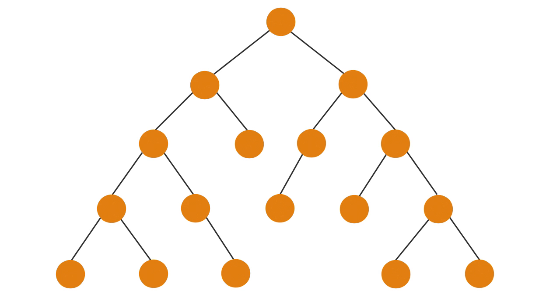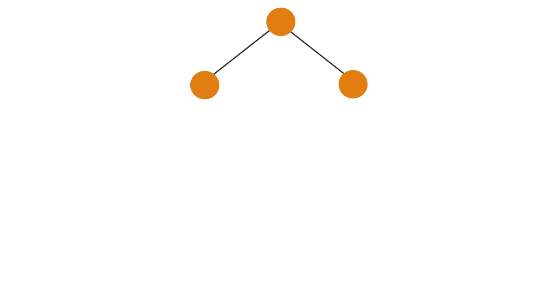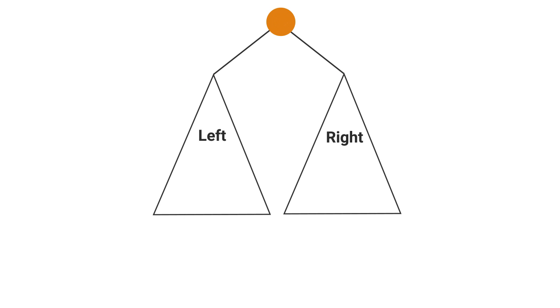The main differentiating characteristic of a binary tree is that the number of children a node can have is limited to 2. Because there's only 2 children, we classify them as either a left child or a right child. A binary search tree is a special type of binary tree that follows this rule.